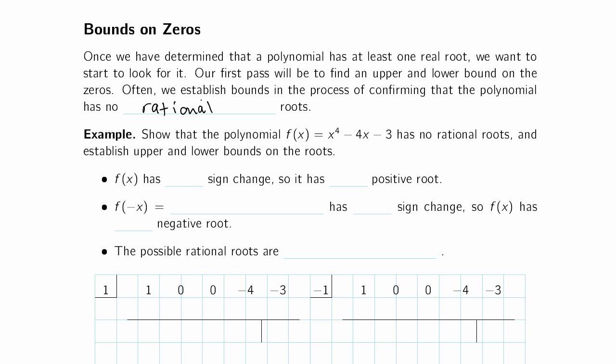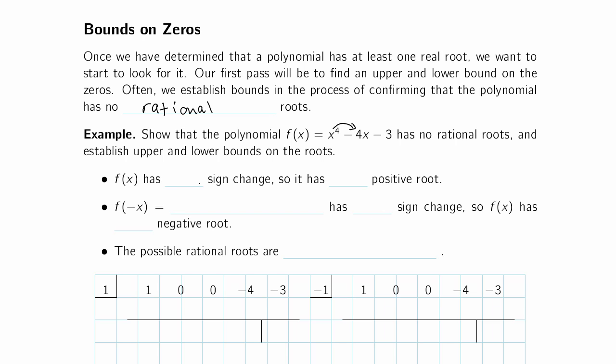We want to try for rational roots first, because those are going to work better. So let's see an example, and we'll see what this looks like. Here we have a polynomial, x to the fourth minus 4x minus 3. We want to show that it has no rational roots, and we also want to get an upper and lower bound on the roots.